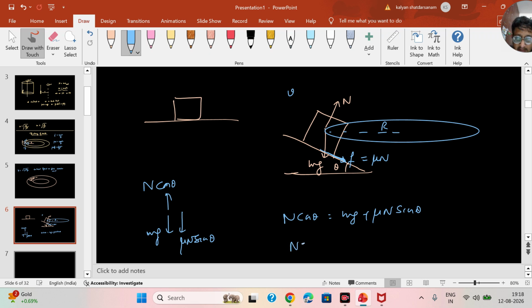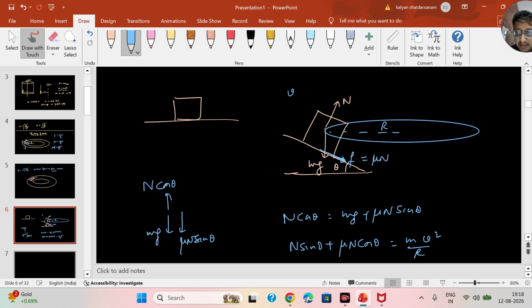Horizontally, this n component towards center is n sin theta. If n has sin theta, friction will have cos theta because they are perpendicular. So mu n cos theta, both are towards center. It is m into v square by r. Now this is the critical speed because we have taken friction as mu n. If you exceed this speed here, again it will skid. But I am trying to calculate this speed in the case of a banked road. Banked means the road is making some angle with horizontal. It is a tilted road.